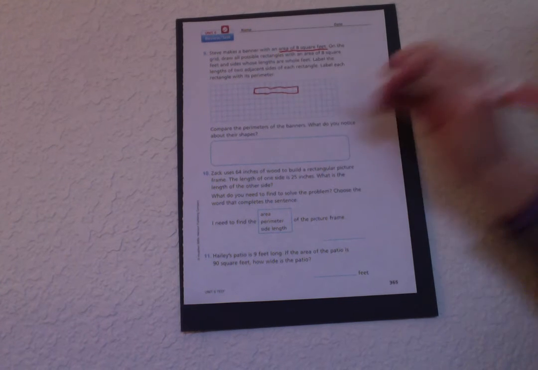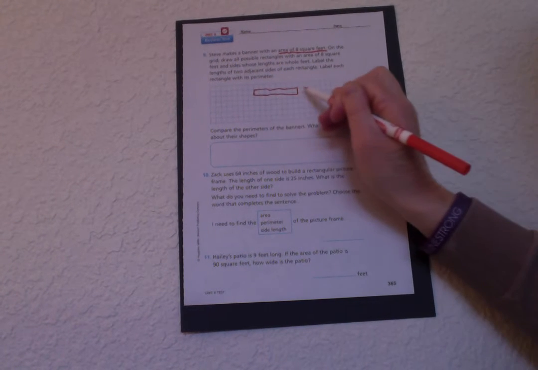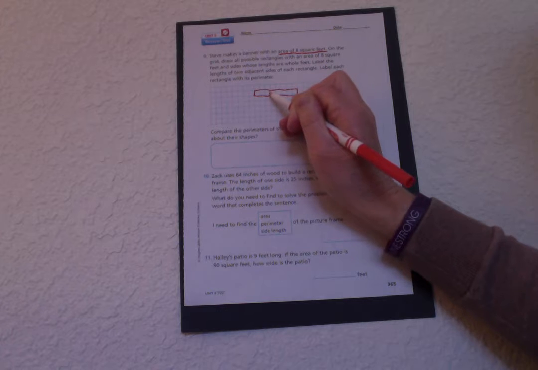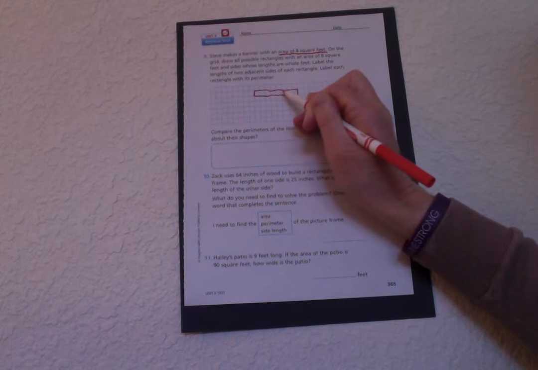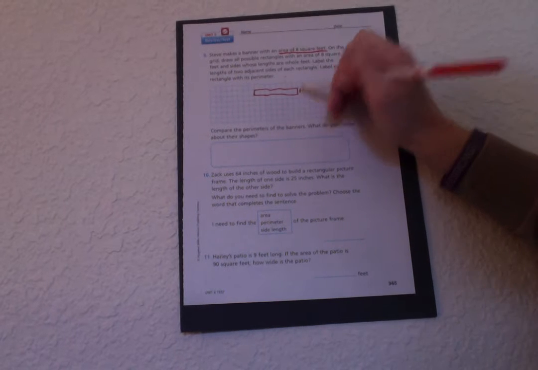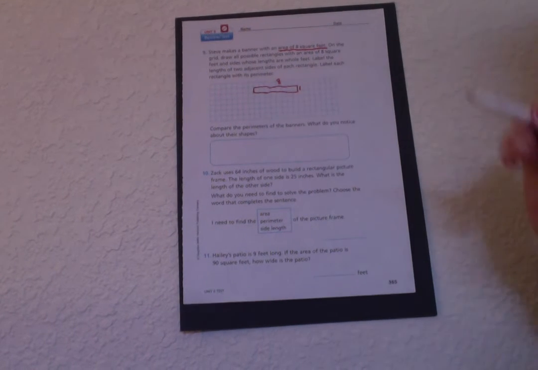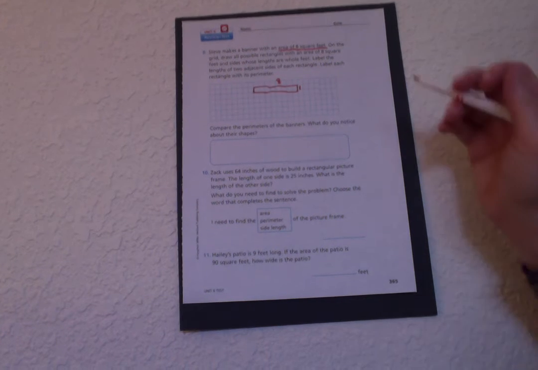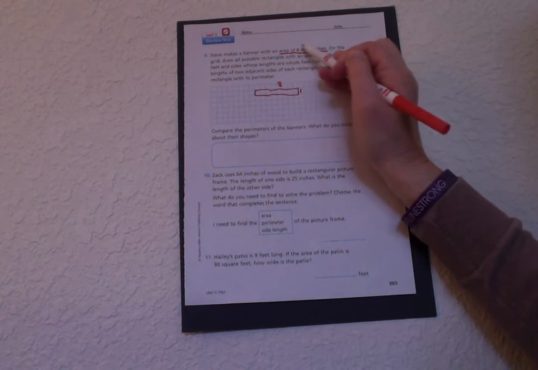Sorry for the bumpies. But if I just do one rectangle that's long with 8, 1, 2, 3, 4, 5, 6, 7, 8, this is a 1 by 8. So that means my area is 8. Now I've labeled it. Let's see if I can think of another way to make 8.